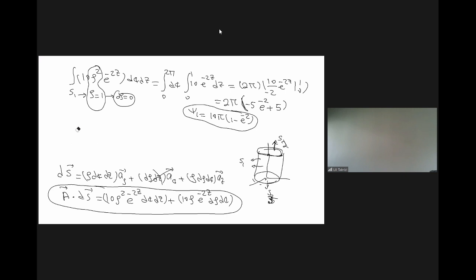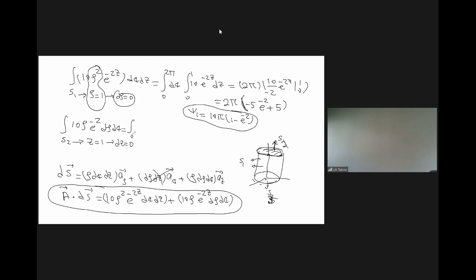So now let's integrate over S2. Let's find the characteristic of S2. Z is constant, so dz is 0. Remember, we are talking about the area. So wherever you have dz, this is 0. And z is equal to 1. So your upper limit e to the minus 2, z to the minus 2, 1. You only have this one left. So you only have 10 rho e to the minus 2 because z is equal to 1, d rho d phi.